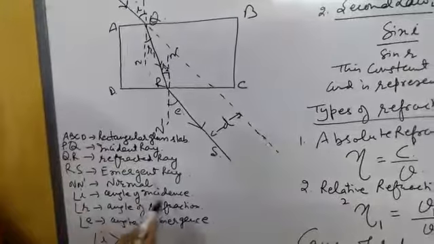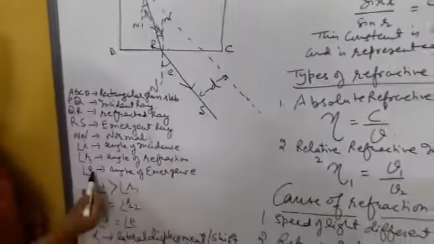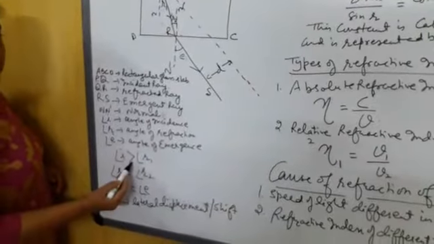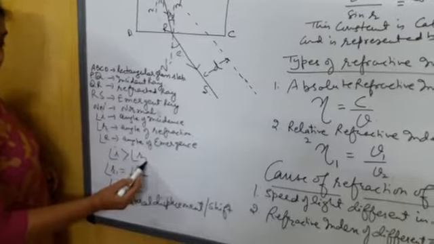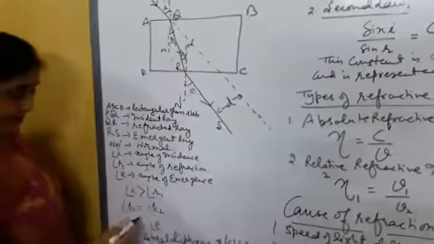Angle I is the angle of incidence. Angle R is the angle of refraction. Angle E is the angle of emergence. Angle I is greater than angle R1, and angle R1 and R2 are equal.